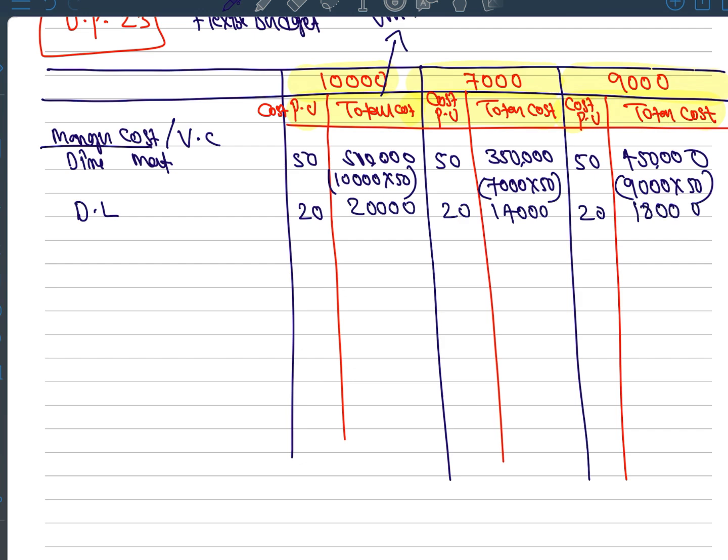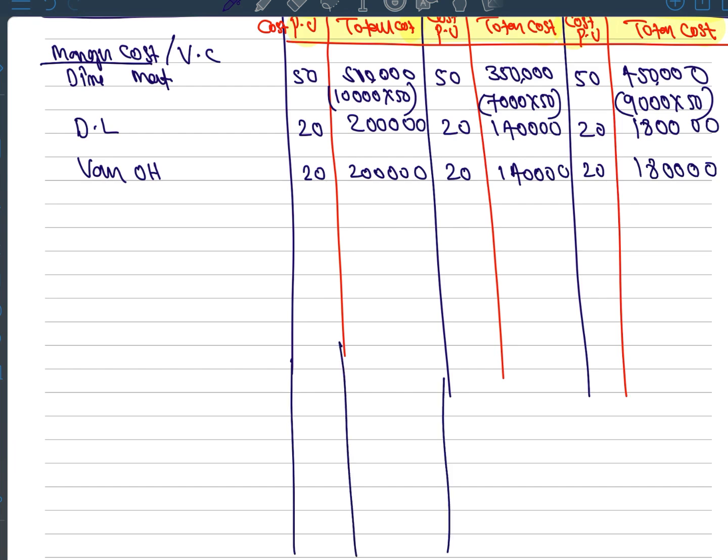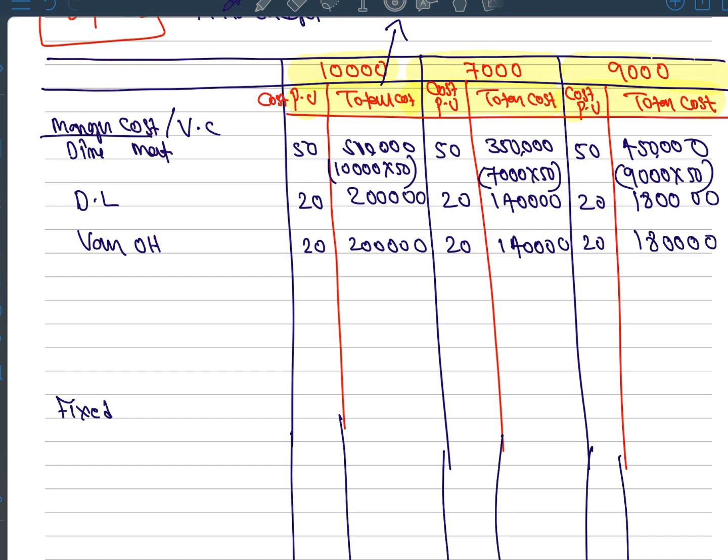Simple. The next one, variable overhead. 20. This also uses the same pattern. 2 lakh here, 1 lakh 40,000, 1 lakh 80,000 here also. Okay, great. Then next, fixed overhead, where we can write fixed overhead under another heading. Okay, guys, complete up to this.